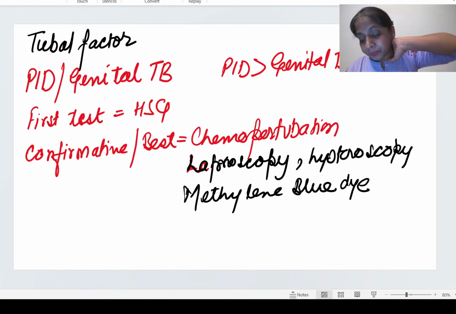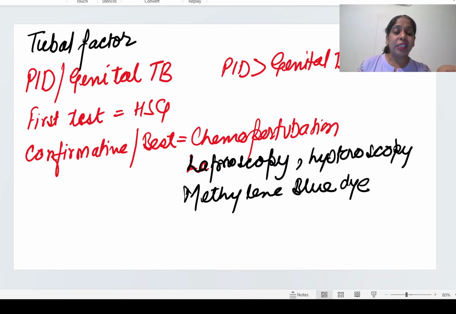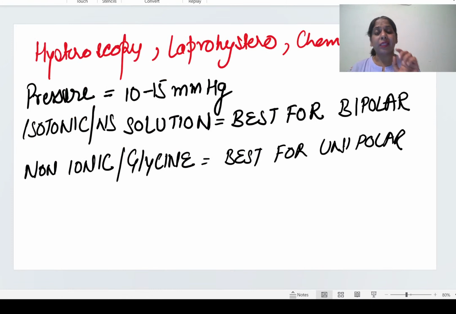I don't understand you, Isaac. I don't understand what is Rubens 2. Please write in detail. Okay, so methylene blue dye we inject in the uterus, and then the dye comes out in the peritoneal cavity from the fallopian tube fimbriae that we see in the peritoneal cavity. Okay, now the questions which are asked on hysteroscopy, laparoscopy and chemopertubation are here on your slide. Rubens cannula, I will study it and tell you whether Rubens cannula can be used or not.